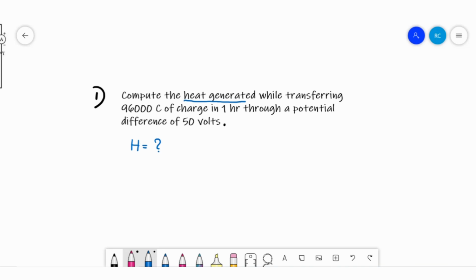So charge is given here. What is the charge given? 96,000 coulomb. So Q is equal to 96,000 coulombs, Q being the symbol used to represent charge, as you already know. And how much time? T is equal to 1 hour, which means 60 into 60 seconds, that is 3600 seconds. And V is also given. V is the potential difference.